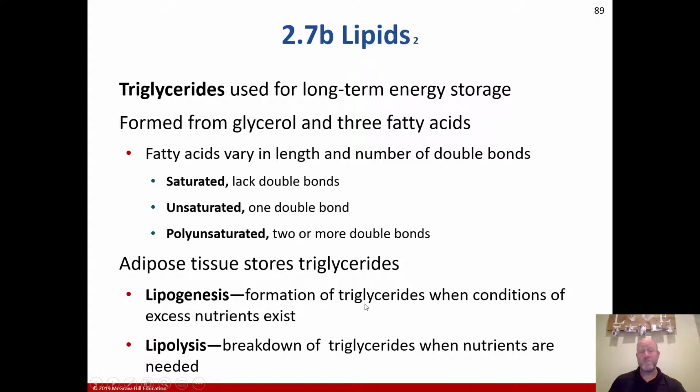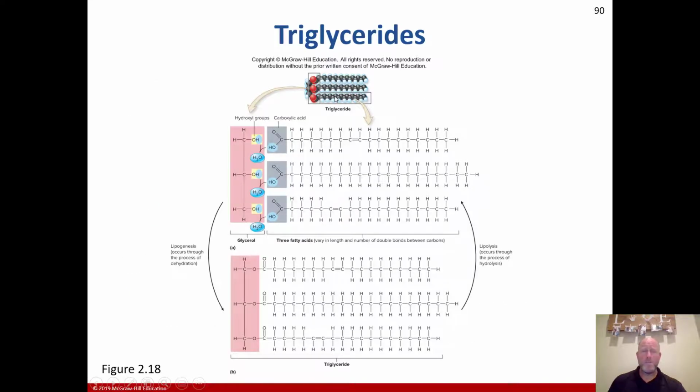Lipogenesis is the formation of triglycerides when conditions of excess nutrients exist. And lipolysis is the breakdown of triglycerides when nutrients are needed. And here we have an image of triglycerides, the hydroxyl groups, and the carboxylic acid. Lipogenesis occurs through dehydration synthesis, which is an anabolic type reaction. And lipolysis would occur through hydrolysis, which breaks down a triglyceride, so you have a catabolic reaction.